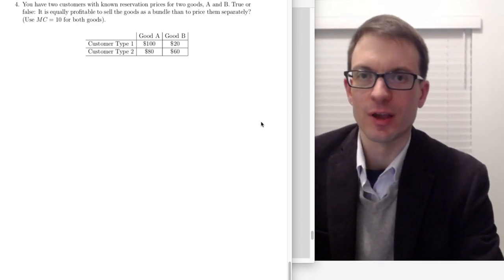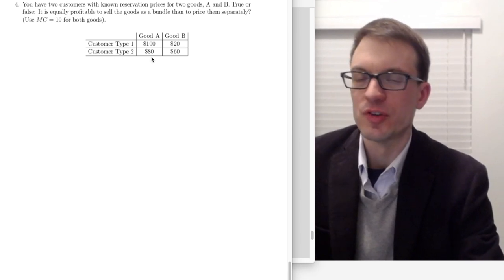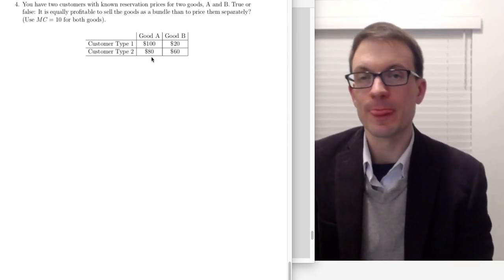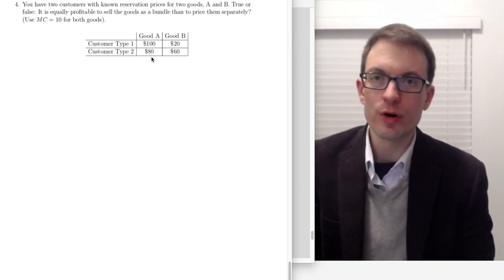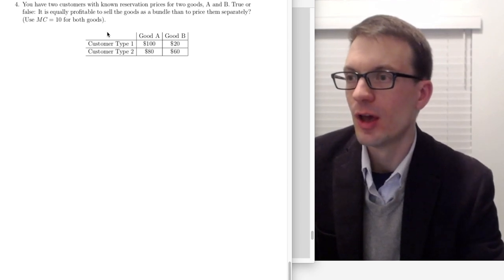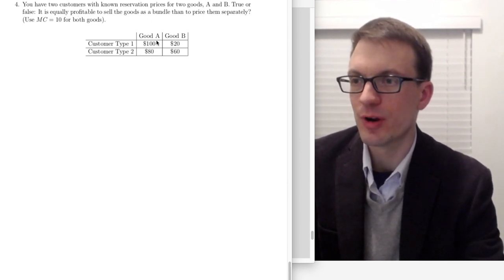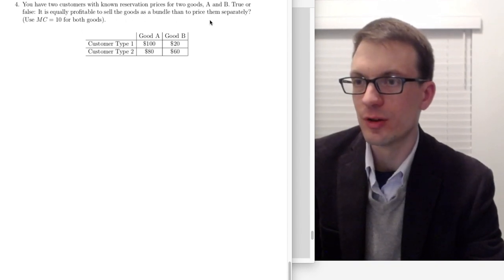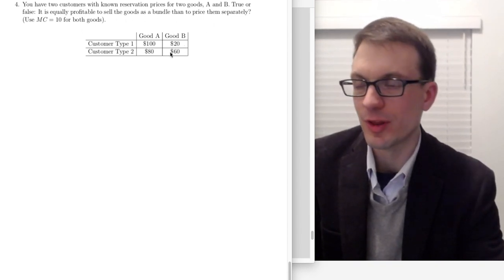Here is a bundling example. This is a situation where we have two distinct goods that we could sell either separately with two prices, or we could sell them together as a bundle for a single price. We have two customers, we have known reservation prices for good A and good B, and true or false, we'd rather sell them as a bundle or separate instead of separately.